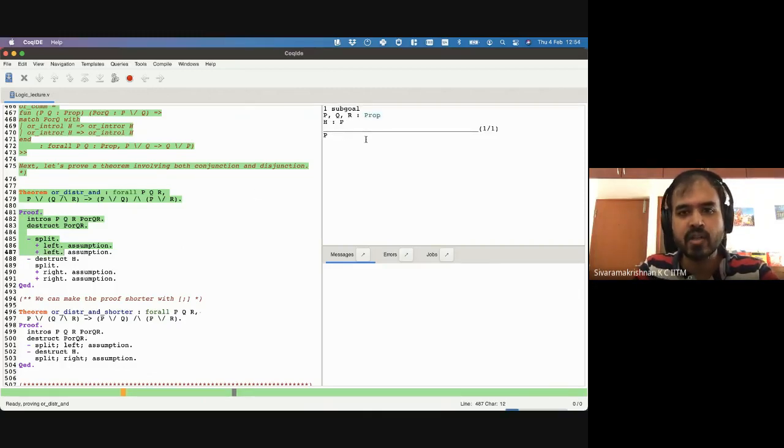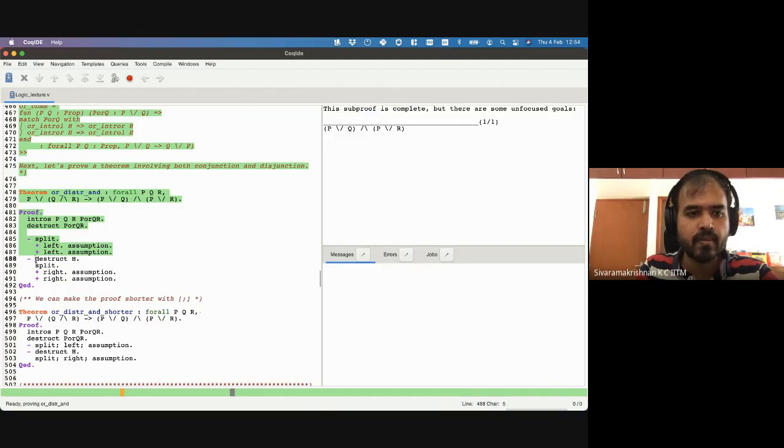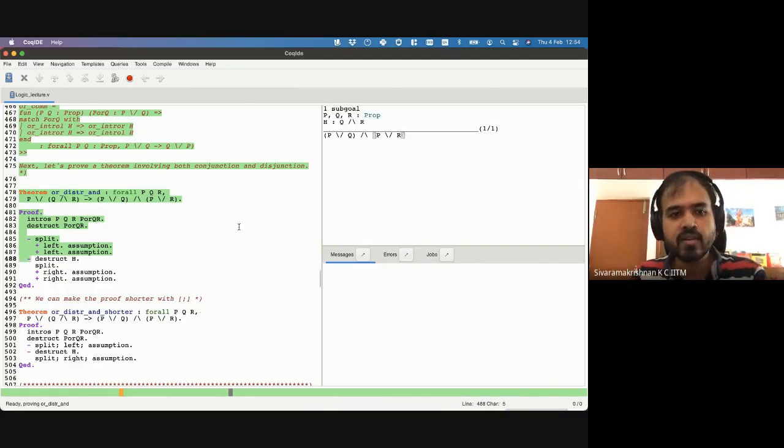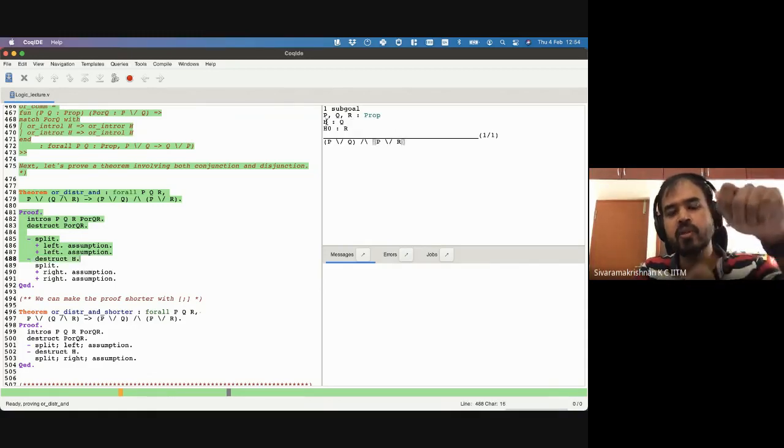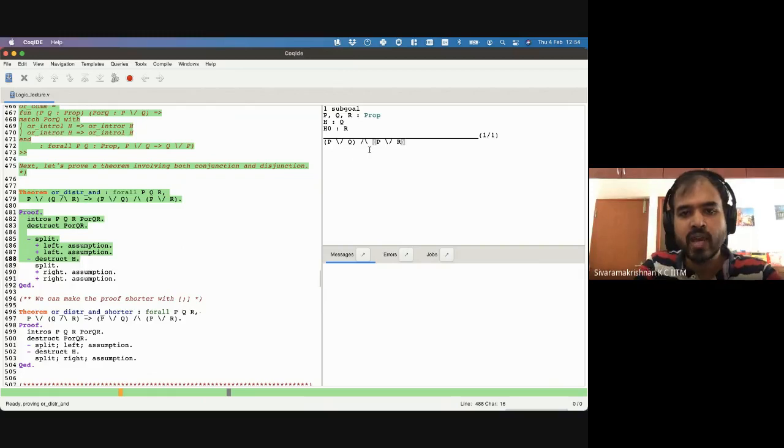Pick the left one, assumption makes it go through. Right. So then you have the other case where you have Q and R. We need to show that this thing holds. So destruct H to get evidence for both independently for Q and independently for R. And now we have to show conjunction holds. So we have to show both of the cases. So split it. So you get two subgoals again.